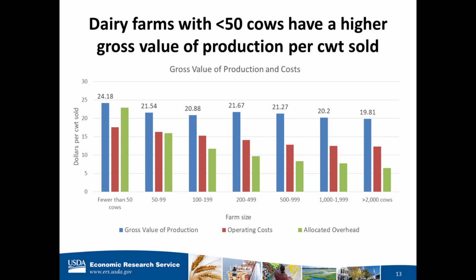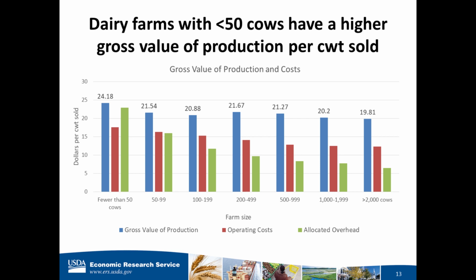So the first column is demonstrating the gross value of production, and that is in the color blue. What is interesting about the gross value of production estimate is that for farms that have fewer than 50 cows, they get $24.18 per 100 weight sold, while farms that have over 2,000 cows, so all the way to the right in the chart, get $19.81 per 100 weight sold.